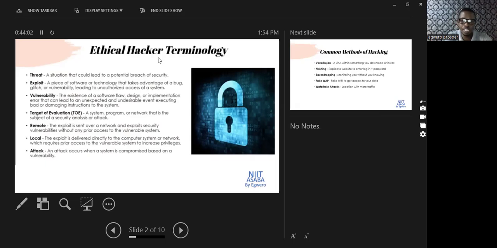So as we proceed, anytime I use any of these terms, I expect us to understand what I am communicating. Threats: a situation that could lead to what? A potential what? Breach of security. It's called what? Threat.